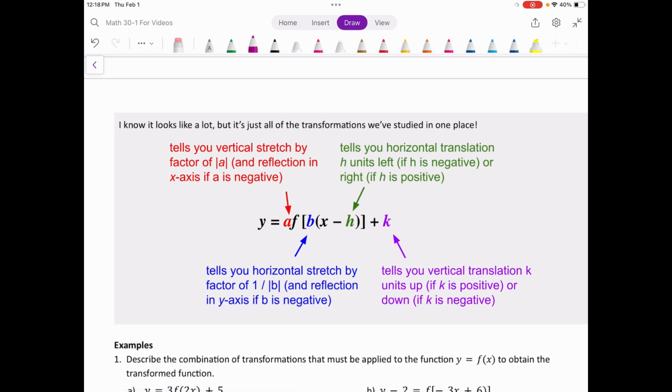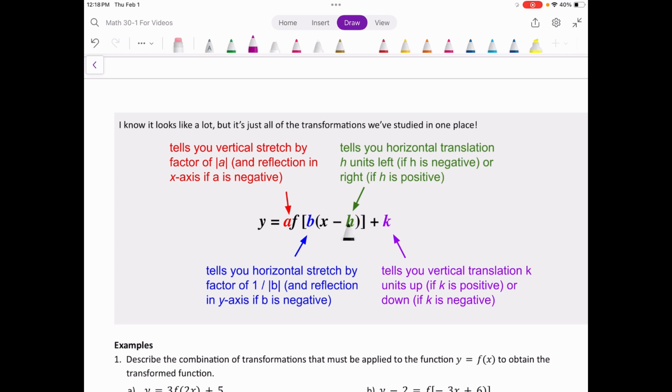If we are given an equation for a transformed function in function notation, so again, this is in terms of the original function, it's saying here's what you would need to do to our original f of x to get the transformed one. You would need to take its original equation, replace x with b times (x minus h), where b tells us the horizontal stretch will be by a factor of 1 over whatever we see there, okay? And also a reflection if the b is negative. h will tell us the horizontal translation, h units left if h is negative, or right if h is positive.